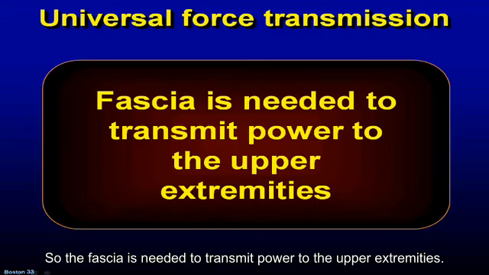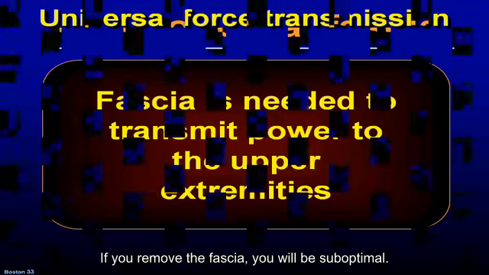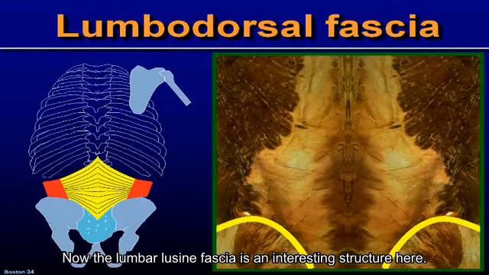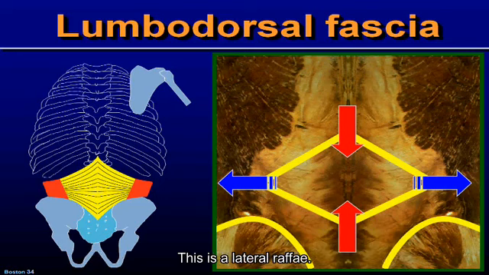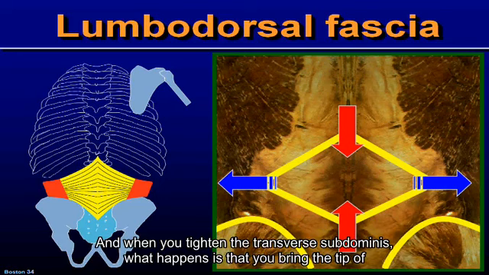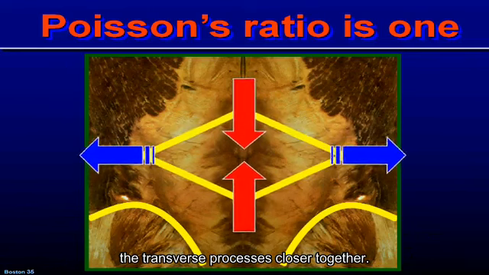So the fascia is needed to transmit power to the upper extremities. If you remove the fascia, you will be suboptimal. Now, the lumbodorsal fascia is an interesting structure here, and the collagen fibers, you can see, are linked this way. This is the lateral raphe, and when you tighten the transversus abdominis, what happens is that you bring the tips of the transverse processes closer together.